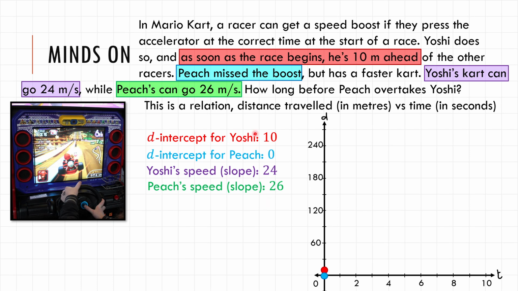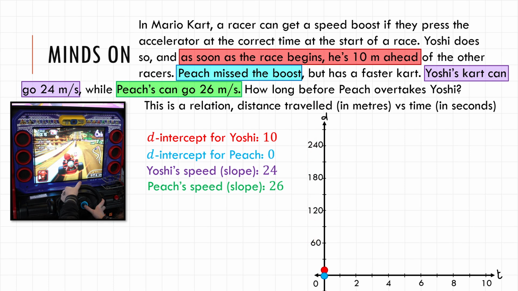So the relationship that connects Yoshi's distance and time, what would that look like algebraically? Can we come up with equations to describe Yoshi and Peach's distance in terms of time? To answer a question like that, you have to recognize that these are linear relations because there is a constant rate of change, right? Their distance is constantly changing by the same amount.